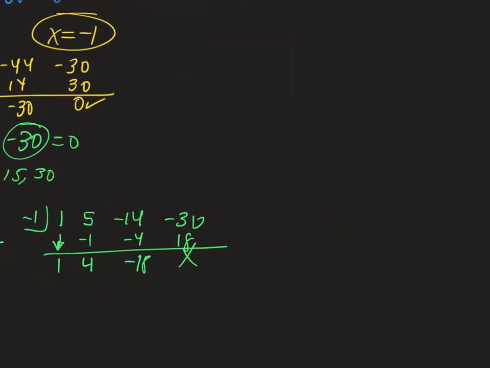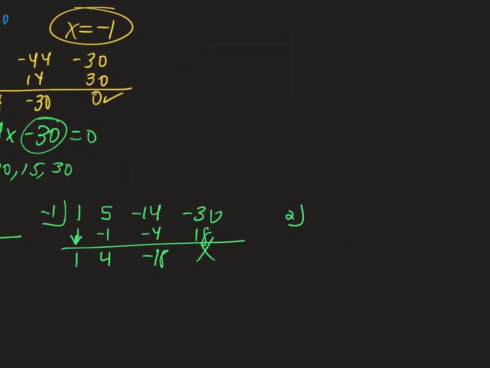Okay, let's try 2. So we have 1, 5, negative 14, negative 30. Bring down our 1. 1 times 2 is 2. 5 plus 2 is 7. 7 times 2, 14. Negative 14 plus 14, 0. 0 times 2, 0. That doesn't work.